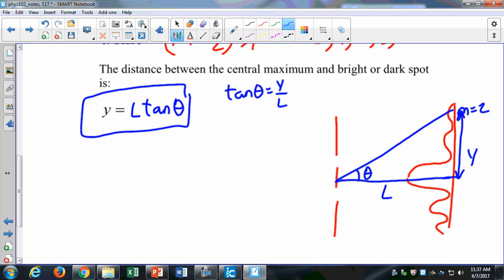Sometimes I'll want to know the distance between dark or bright spots. In order to do that, I use this trig function to find y. That's also on your equation sheet, so don't bother memorizing it, but it just comes about from that tangent function.